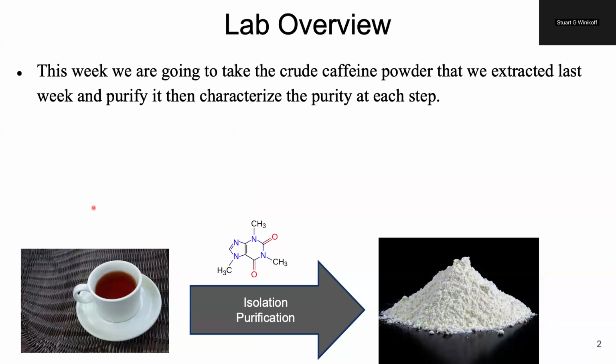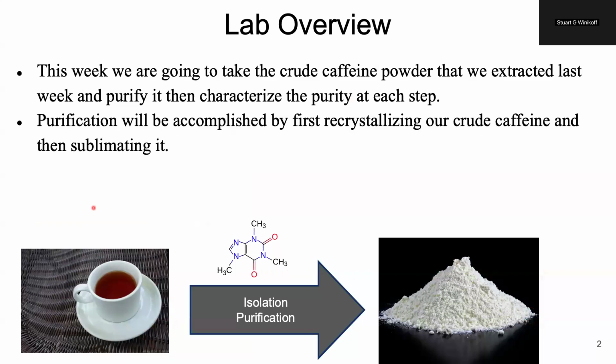This week, what we're going to be doing is trying to purify it and characterize it to see how well our purifications worked. Our purification is going to be accomplished via two main methods. The first, we're going to take our crystals and dissolve and recrystallize them. And then we're going to sublimate it, or drive it into the gas phase and deposit it back onto a cold finger.